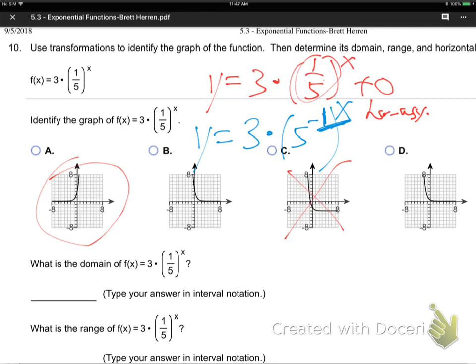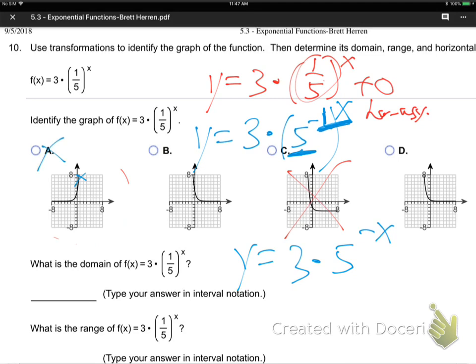So then, the power rule: when you have one base and two powers, you multiply them, don't you? So that would be 3 times 5 to the minus x, right? That minus 1 and x multiply. So we do have a negative power, really. We have a negative on x. And so what does that mean when you have a negative on x? Sideways, right? It's going to go left. Your left is that way. Left instead of right. So it's not A. A is going to the right.